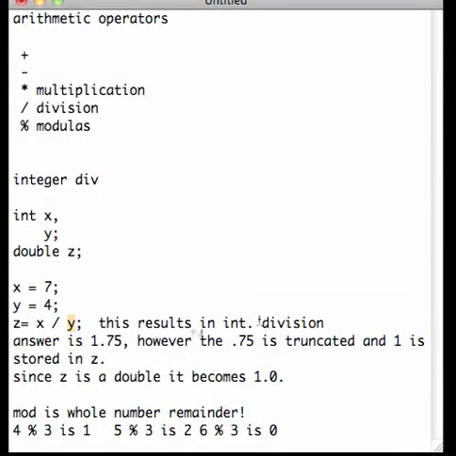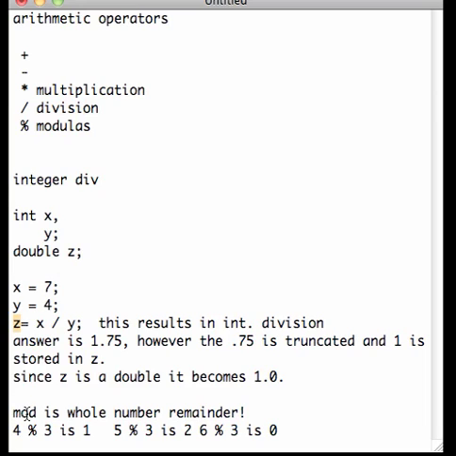Now we all know the answer should be 1.75, but that's not what happens. The .75 is truncated and 1 is stored in z, so z becomes 1. Now granted, z will store 1 as a 1.0 because z does hold a double, but 1.0 isn't the correct answer. It should be 1.75. And this is integer division, and we need to know it takes place. There are workarounds with this. We can deal with this. We just have to understand that it does happen.